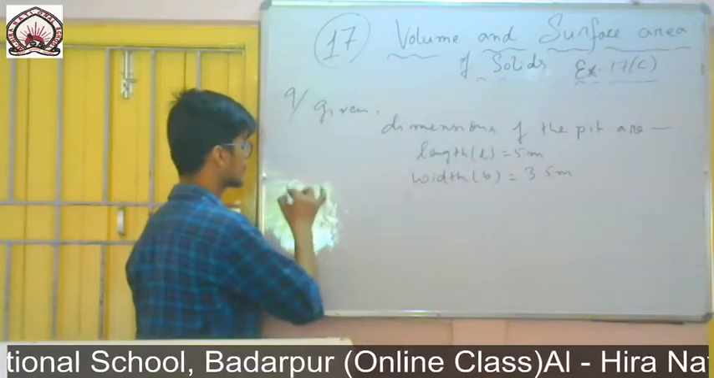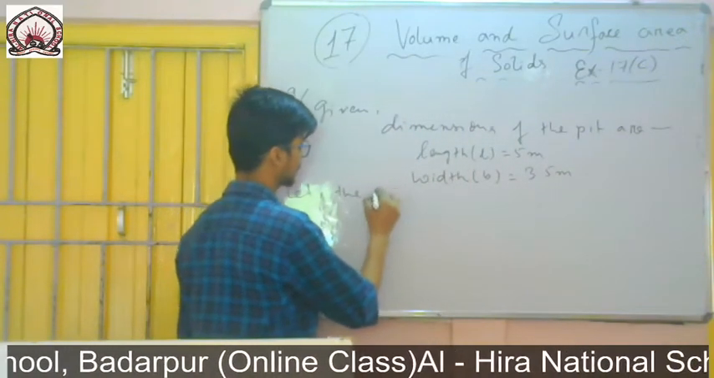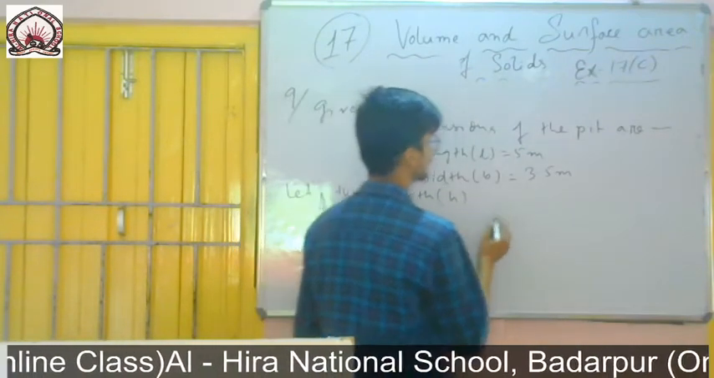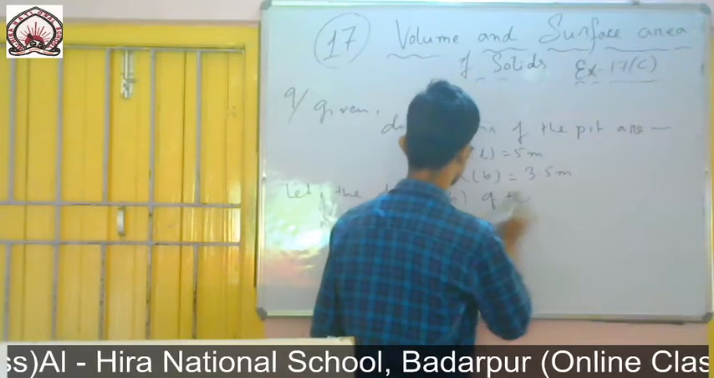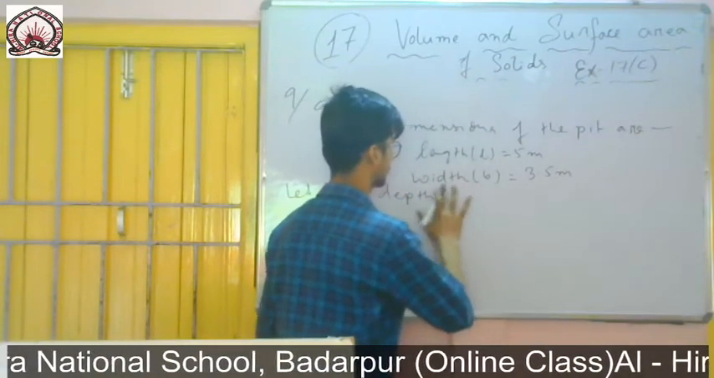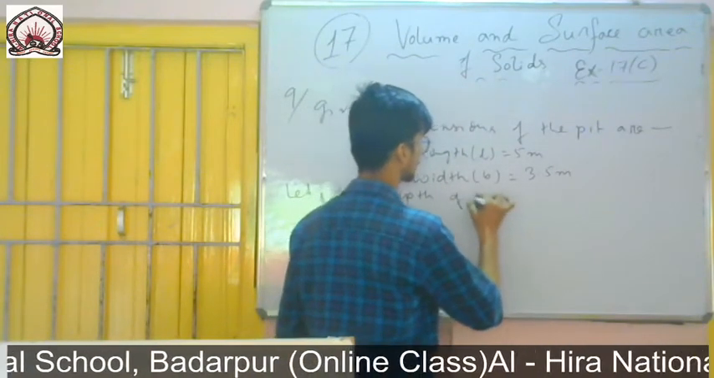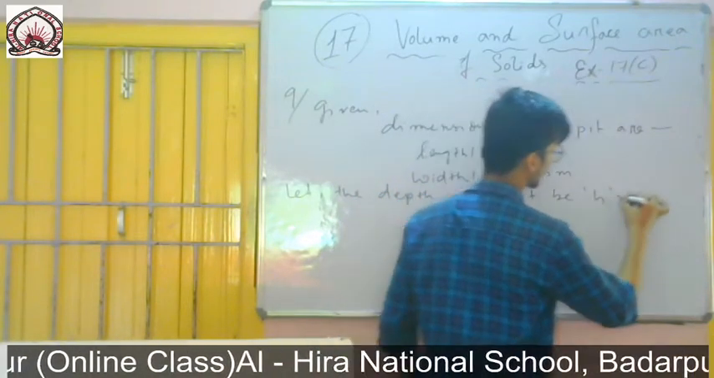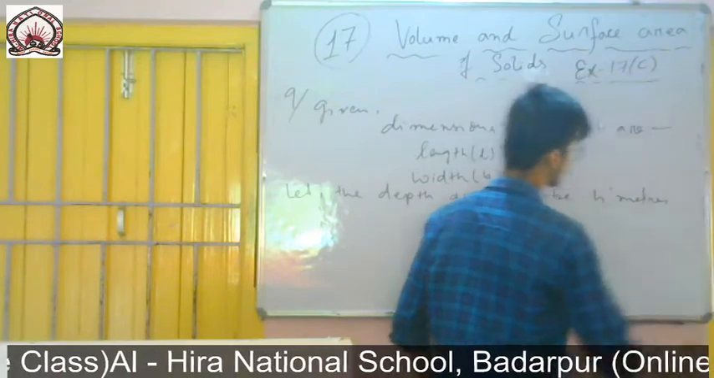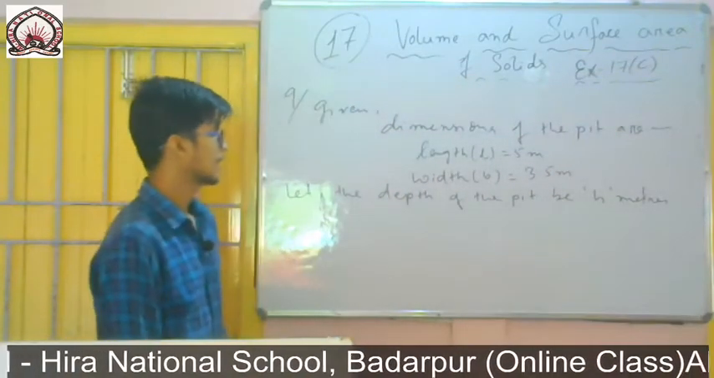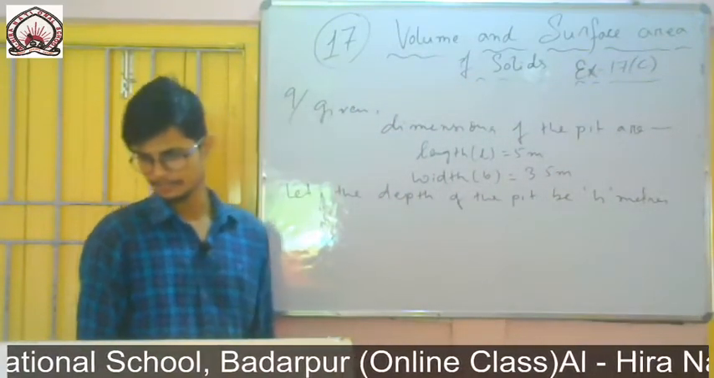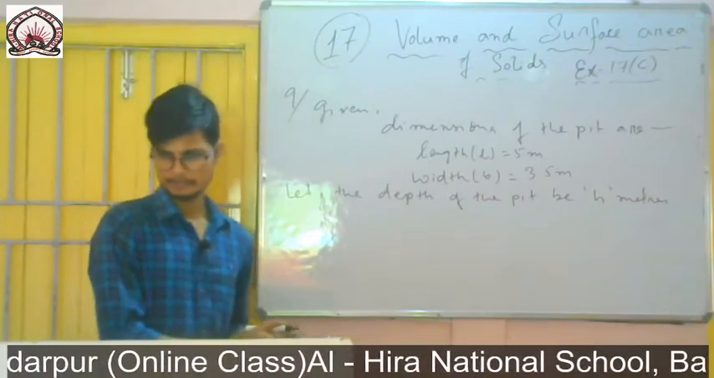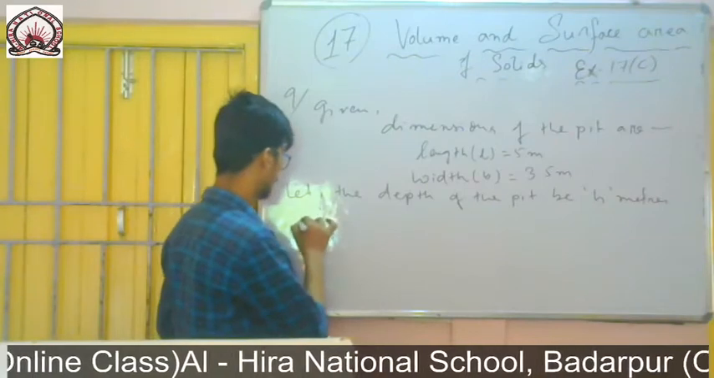Height is not given, so you write: let the depth of the pit be h meters. Let the depth of the pit be h meters. So we will find the volume of the pit.